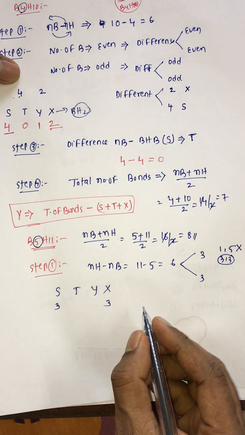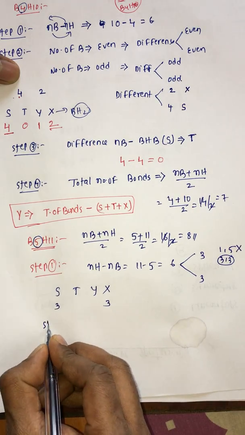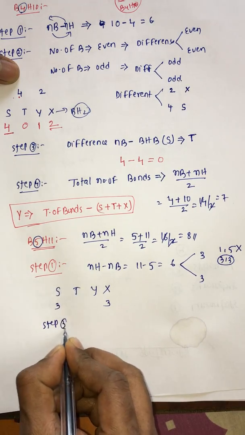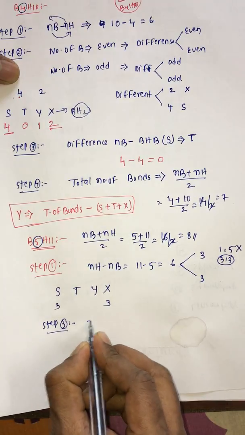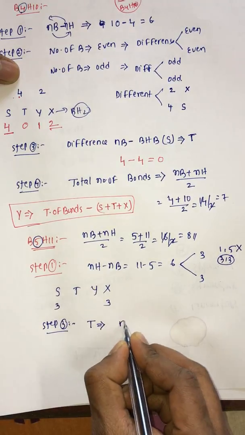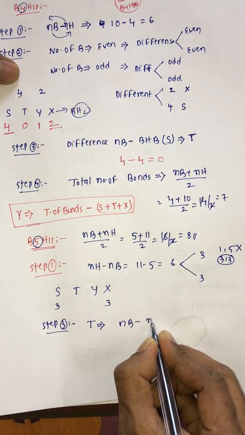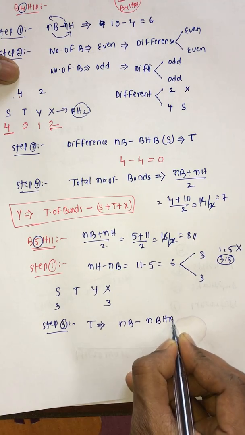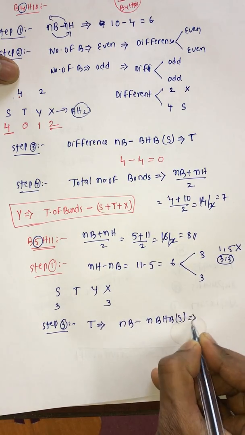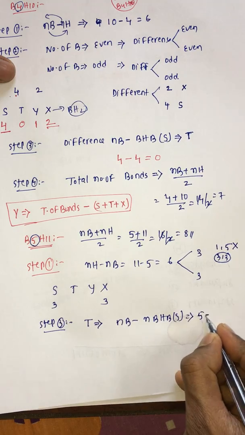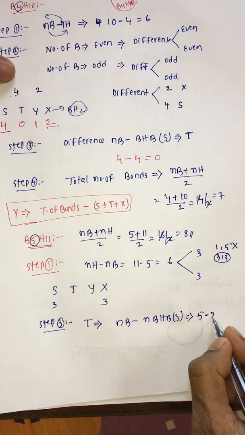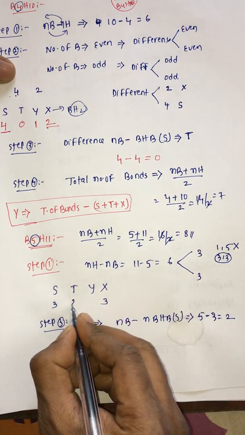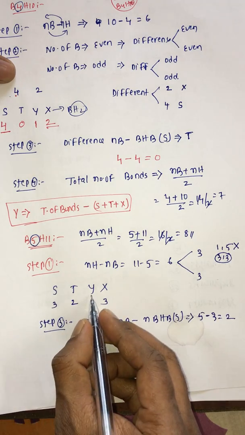Next step, we have to identify the T value. That will be identified by the number of borons minus the number of BHB, that means the S value. So the number of borons, how many? 5 minus the S value 3. T will be 2.